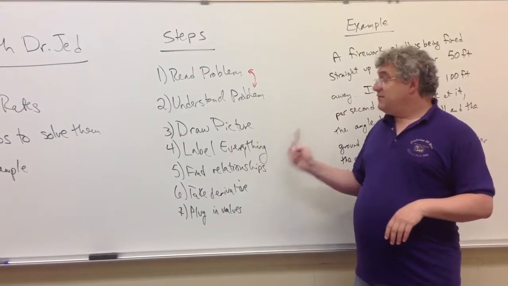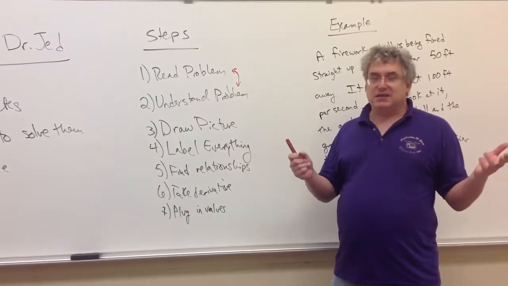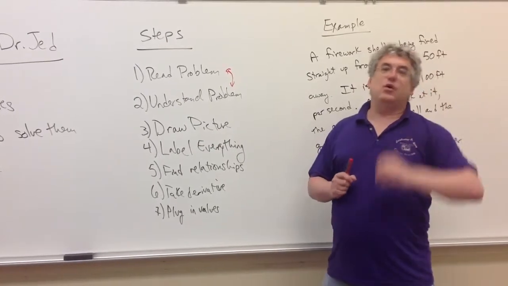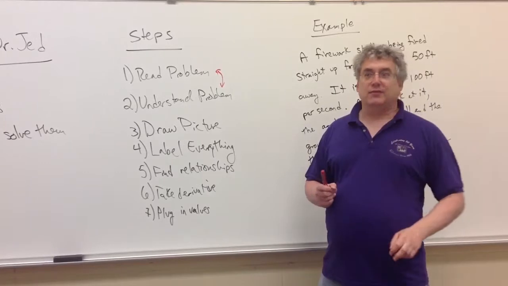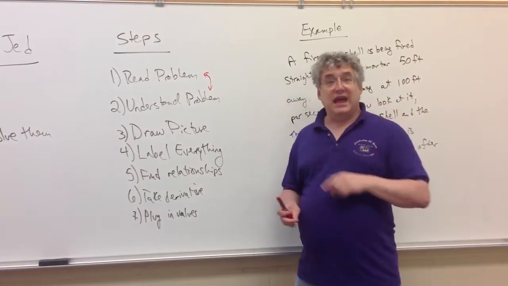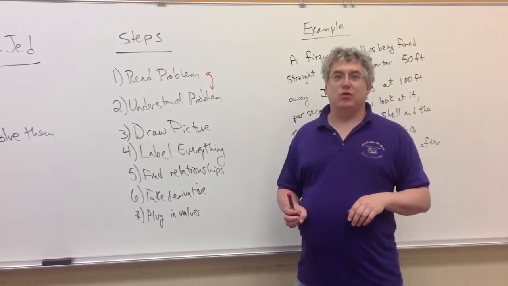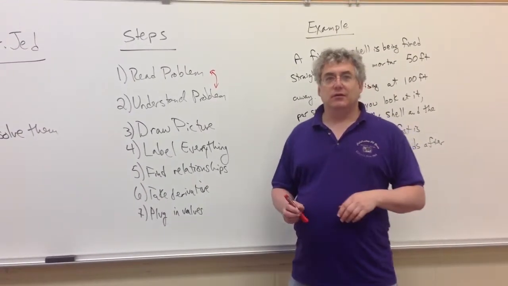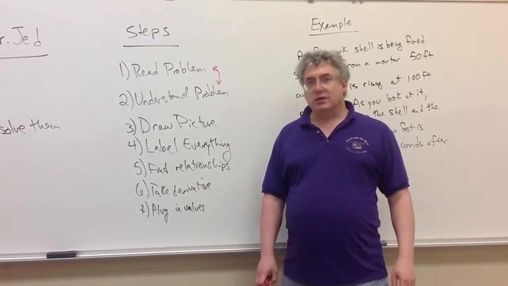Label everything. Find all the relationships that you need. In particular, there's one thing they're going to ask. They're going to say, find blah, blah, blah. You need to know any relationship that has with the other stuff. Or basically, find a formula for it. Take the derivative. And then after you've taken the derivative, plug in any values that are now known for the specific time or whatever. This is kind of vague. So let's do an example that has words.